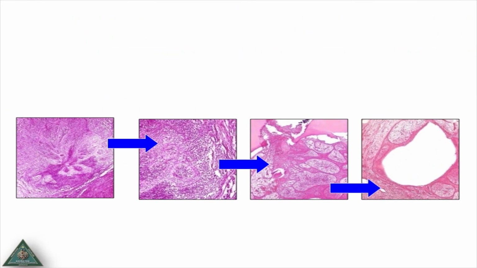Here we see the histopathological slides. The first picture shows an apical granuloma. The second slide shows the transition from apical granuloma to dissolution of matrix substance. Third is the formation of a microcyst. And fourth, the microcysts combine, with enlargement of the cyst.